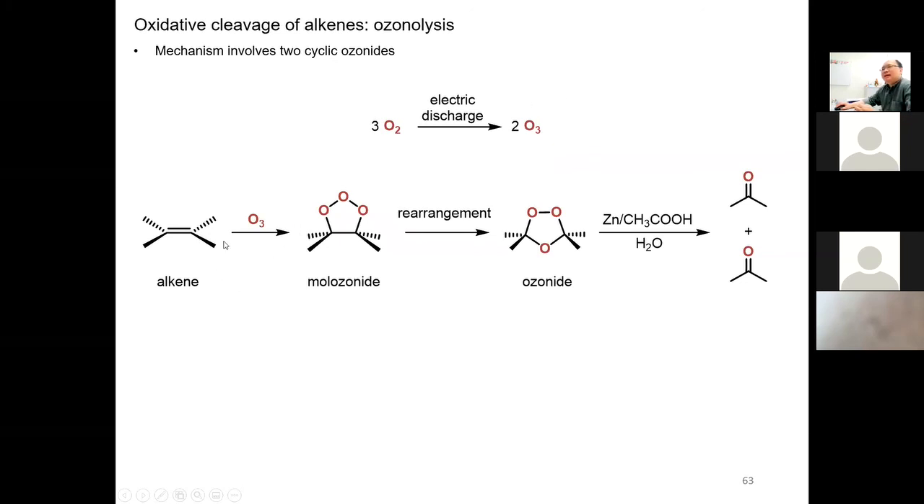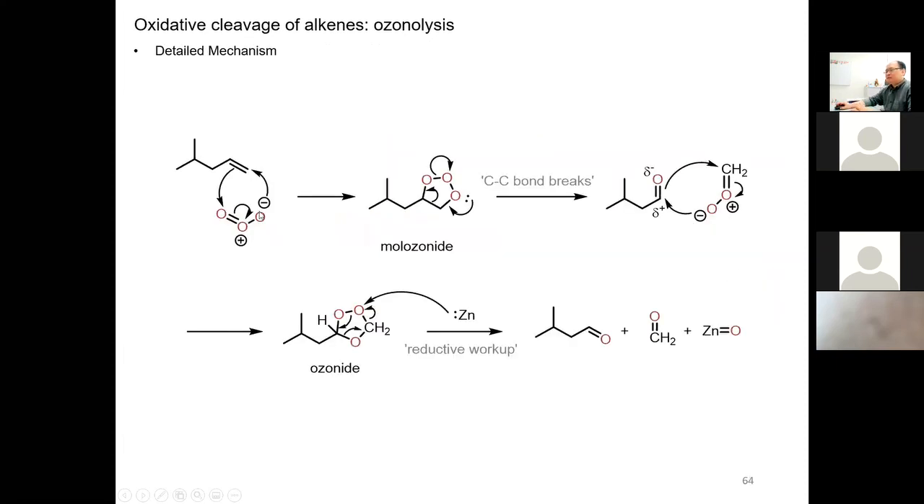All right, and ozone is a very active species that will react with an alkene to form what we call the molozonide, which is quite funny looking. 3 oxygens here, and it will rearrange to form the ozonide, and then we have a reductive workup to get rid of the extra oxygen and get 2 molecules. So the net result is that this carbon has a CO double bond, and this carbon has a CO double bond. Okay, and the detailed mechanism.